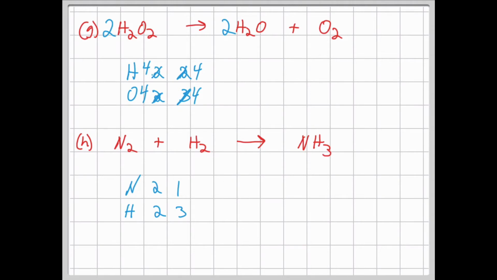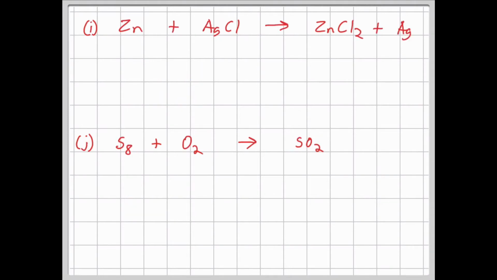On the left hand side, we'll balance our nitrogen with our reactant, with our product. We'll put a 2 there. That changes us to 2 nitrogens. It also changes us to 6 hydrogens. And it kind of solves the problem for us, because then we know that we would need a 3 here, and that would give us 6 hydrogens.